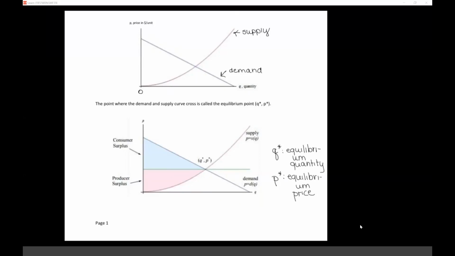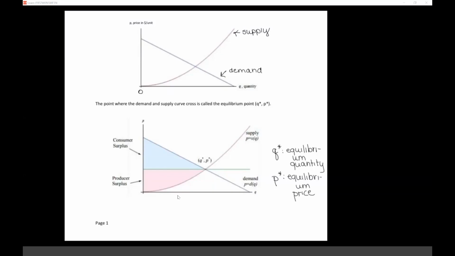Anybody have questions about these curves before we move on? Anybody? Because I got the impression from our interactions in class that maybe a lot of folks haven't taken econ classes. Okay, anybody?